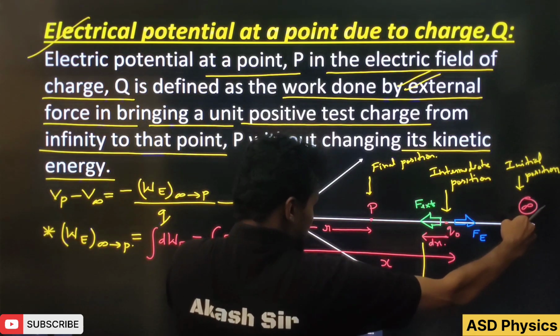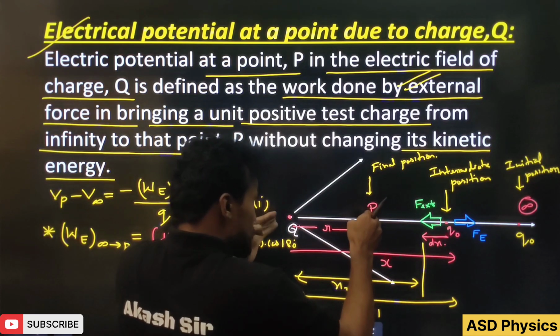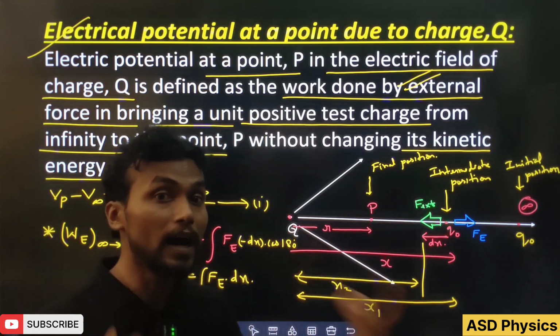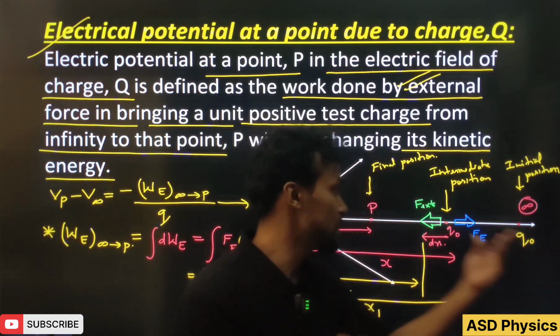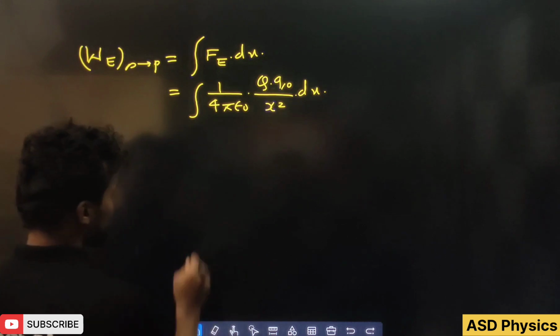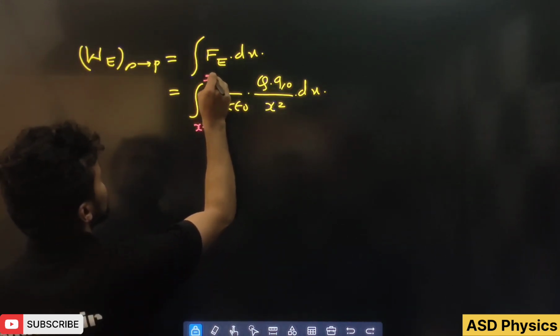Then this distance will keep on decreasing, and when the charged particle Q naught reaches point P, this x will become r. That means the limits we have to use are infinity to r. Initial position, initial limit. Final position, final limit. So see please, I am going to write the limits here: x equal to infinity to r.